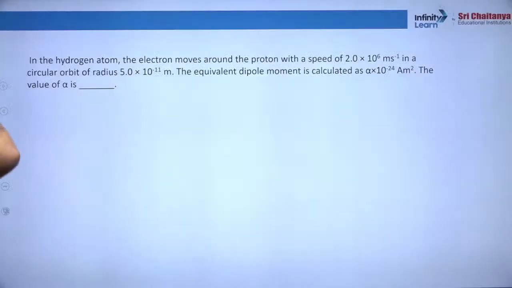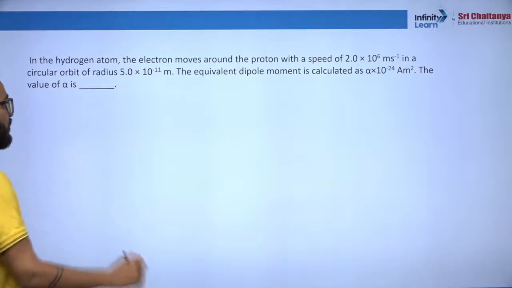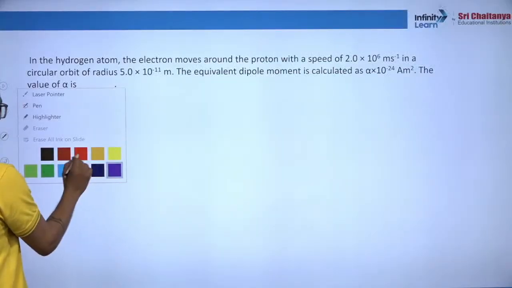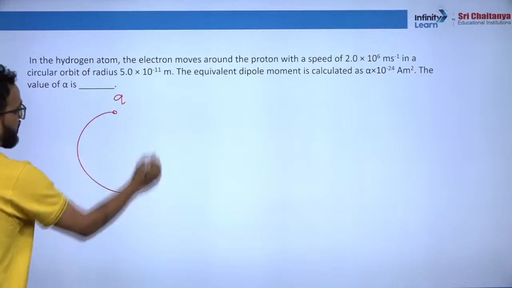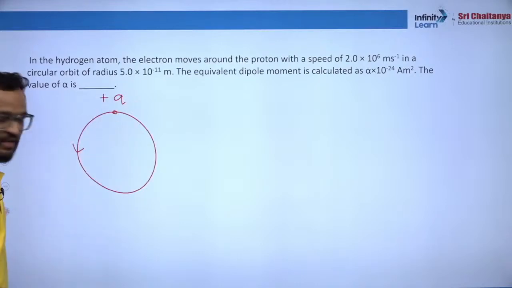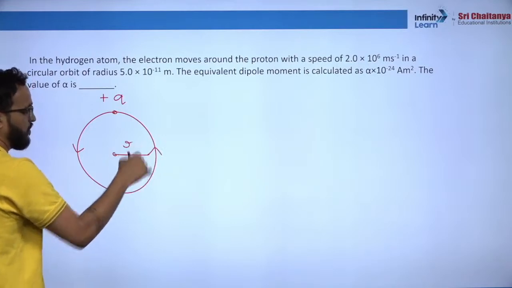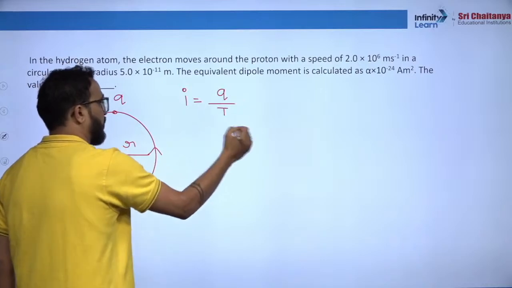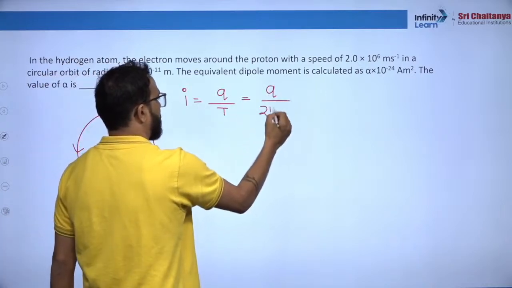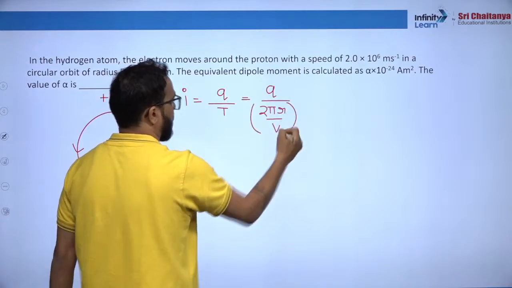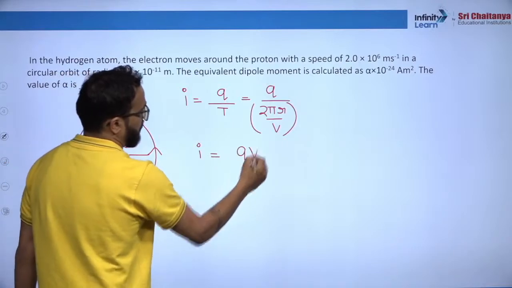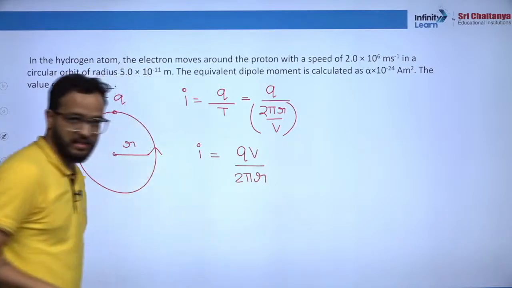Okay, so in a hydrogen atom the electron moves around the proton with a speed. Here what we have to do is, first of all there is a charge. If it is moving, it will contribute a current in this loop, right? Now, how do you have to find the current? I is Q upon time period. What is the time period? Time period is 2 pi r upon V. Did you understand? Right? So I is equal to Q V upon 2 pi r. Is it clear? This is the current.